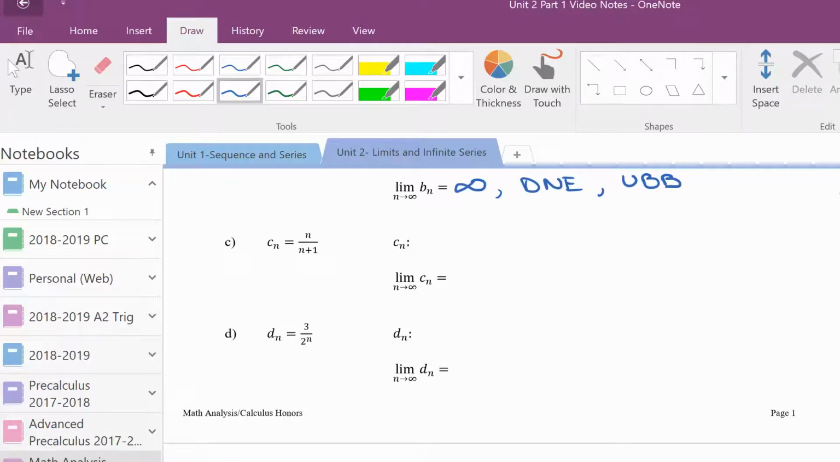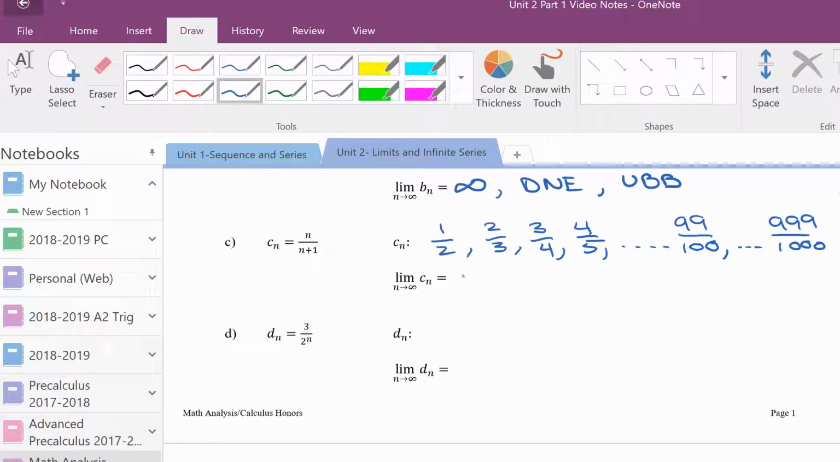The next one, if we put in the terms, and you can do it on your calculator, you put in 1/2, 2/3, 3/4, 4/5. You notice a pattern: it's going to get to 99 over 100, and then to 999 over 1,000. So basically it's getting close to the number 1, but it's not going to reach there, but it's getting so close that that's what the limit is. It's 1.